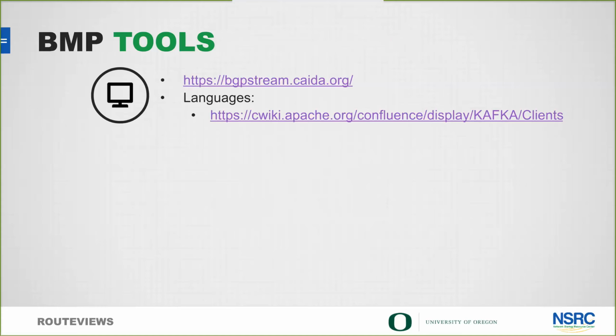So they kind of have that one-two punch of making sure that their tools are going to work great with what we're doing here. So if you haven't checked that out, go ahead and check out BGPStream, because that's a great tool, and we're working closely with them to make sure that it continues to be a useful thing for the community. And there's a number of different languages, as I mentioned before, that you can get a Kafka client in. So if you're interested in writing your own parser, you can check out Apache's link here and see what's available.